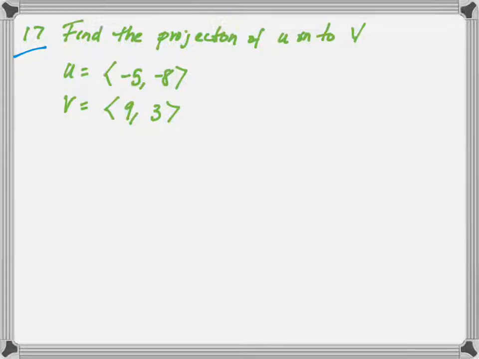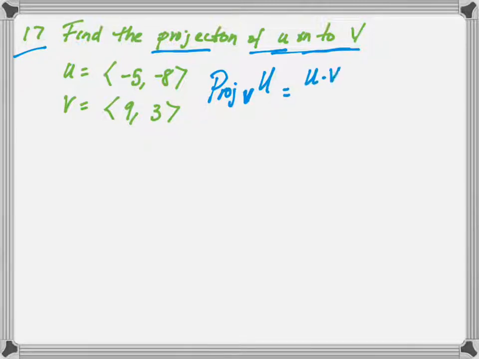Right, number 17 wants you to do a projection of U onto V. And that's the formula you need to remember. You would say the projection of U onto V. So notice how I wrote the big U is the "of," and then the sub letter is the "onto" letter. And let's do the formula.